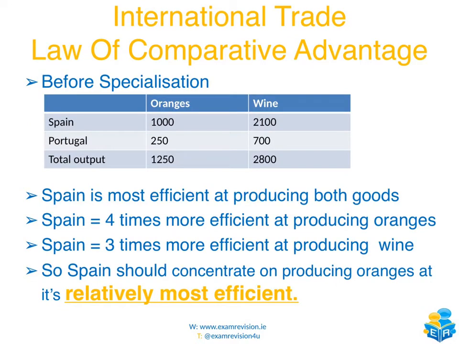So if we look at a worked example here, the two main assumptions we need to remember are the constant returns to scale and that workers are occupationally mobile. Every question you get, you're going to have two goods in two countries. So you've got Spain and Portugal here, and you've got the production of oranges and wine. We can clearly see that Spain is the most productive of both oranges and wine, but again we have to find out which it's best at. Spain is 4 times more efficient at producing oranges, where it's only 3 times more efficient at producing wine. So Spain should concentrate on producing oranges because it's relatively most efficient.